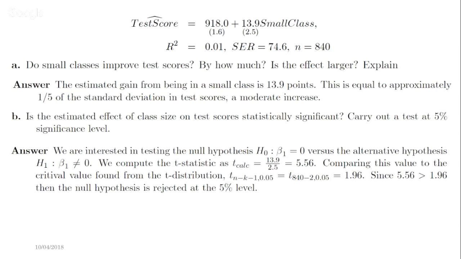We use the critical value approach. We compare this value with the values from the t-distribution with degrees of freedom n minus k minus 1. We have 840 minus 1 minus 1, so 838 degrees of freedom.